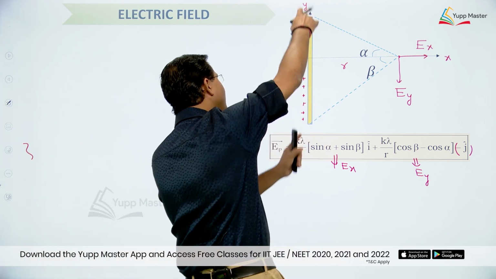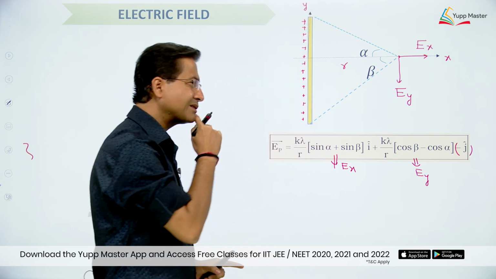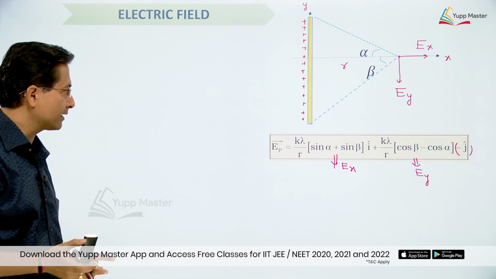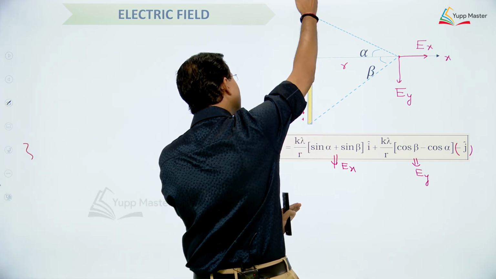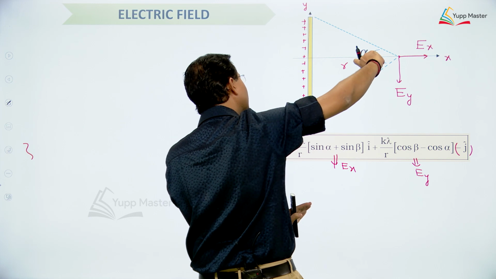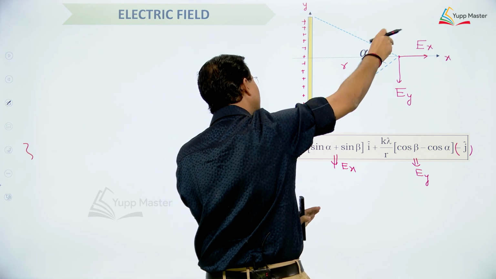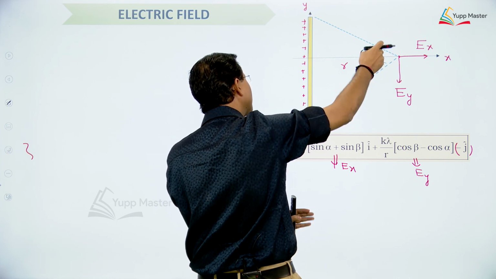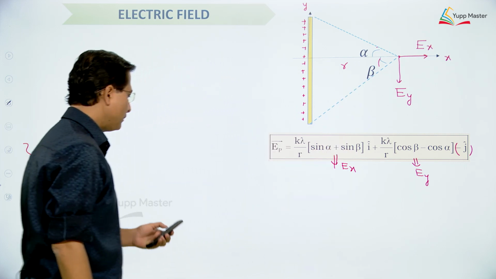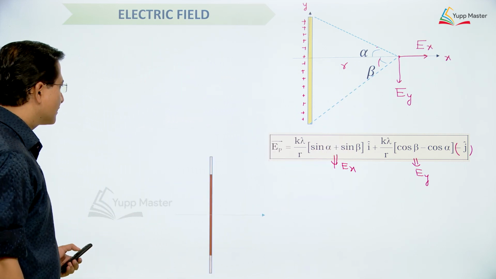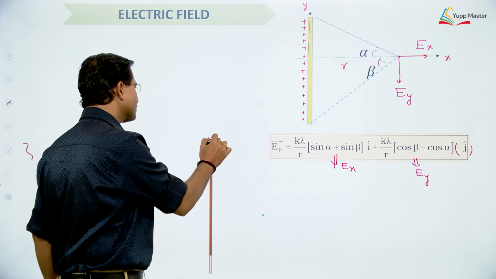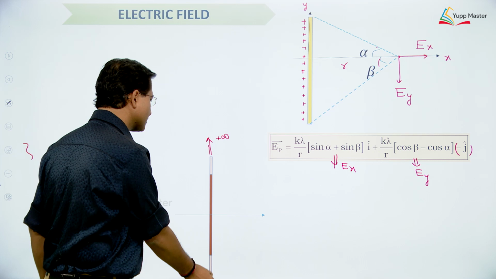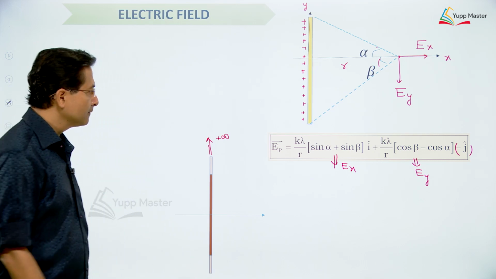Now if I extend this wire till infinity, that means if I take an infinitely long wire, then as the wire gets extended to infinity, these angles start tending towards pi by 2. So this beta will tend to pi by 2 and this alpha will tend to pi by 2. So for an infinitely long wire, let us assume that this wire goes up to plus infinity and this one similarly goes till minus infinity.